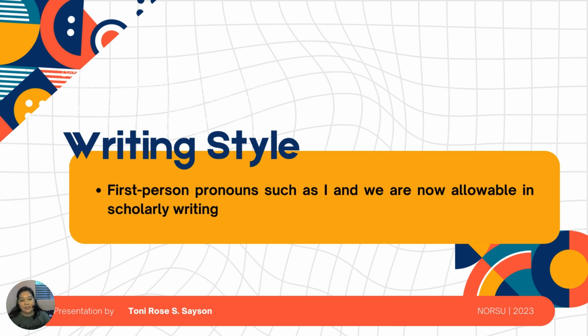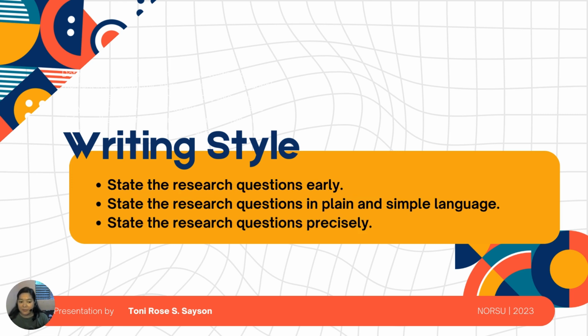Next on writing style is that first person pronouns such as I and we are now allowable in scholarly writing. For many years, authors of research reports avoided using the words I or we and the possessive our. But those days are over. Simple sentences beginning with I and we are now acceptable in research because they make it really clear for the readers to understand what the authors mean.